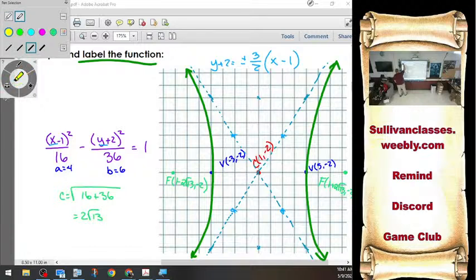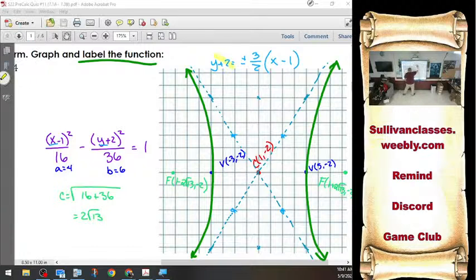Make sure you're labeling everything. Do you have your slopes? Do you have your center? Do you have your vertices? Do you have your foci? Does the graph actually look proportional? Did you put them in the right order with an actual minus sign?